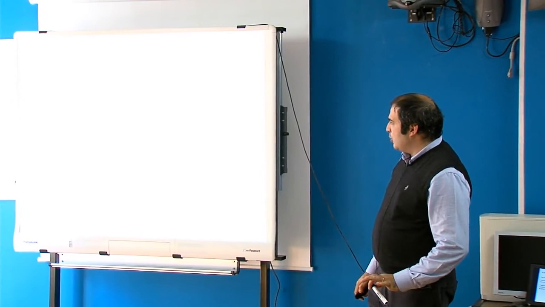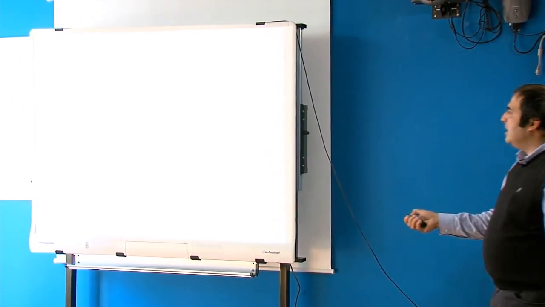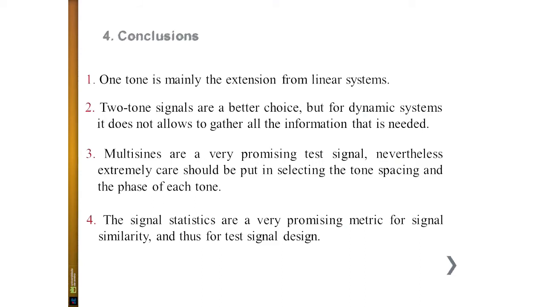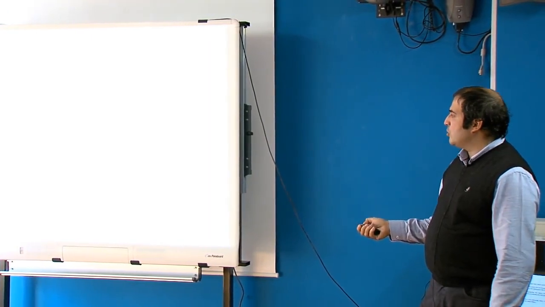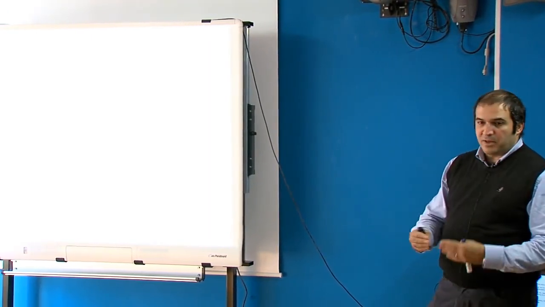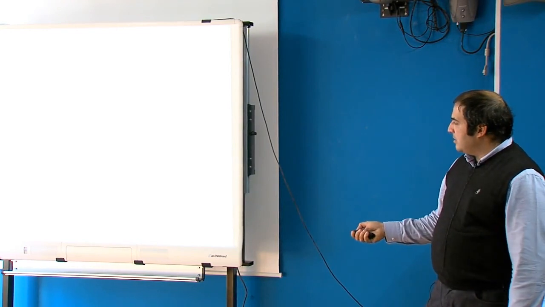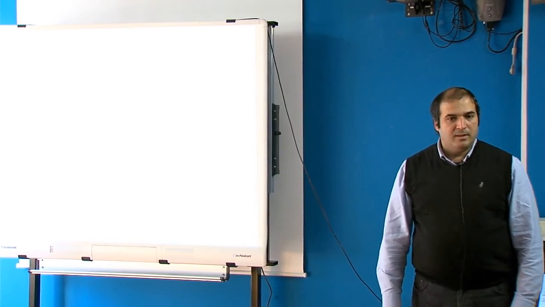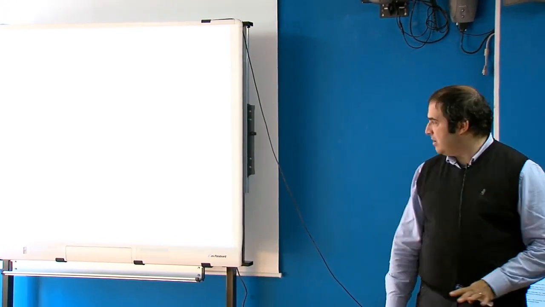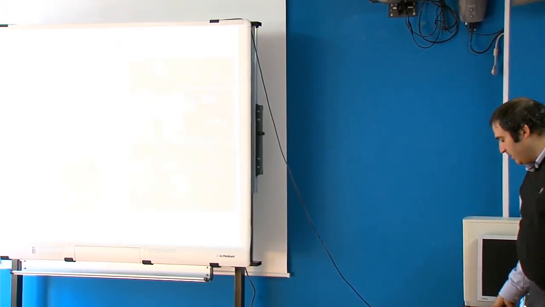So, in conclusion, one-tone is mainly an extension from linear systems, so it gives you very little information. Two-tone signals are a better choice, but for dynamic systems, they do not allow gathering the information that I need. Multisigns are a very promising test signal; nevertheless, extreme care should be put in selecting the tone spacing and the phase of each tone. And signal statistics are a very promising metric for signal similarity and for test signal design, and of course it's an obligatory technique for this.